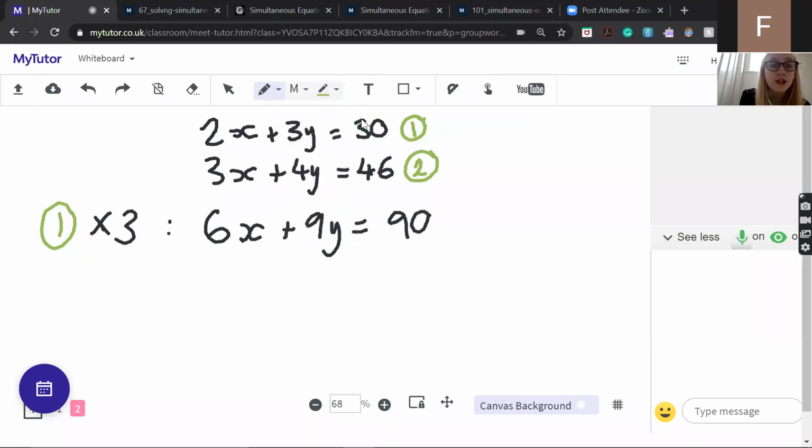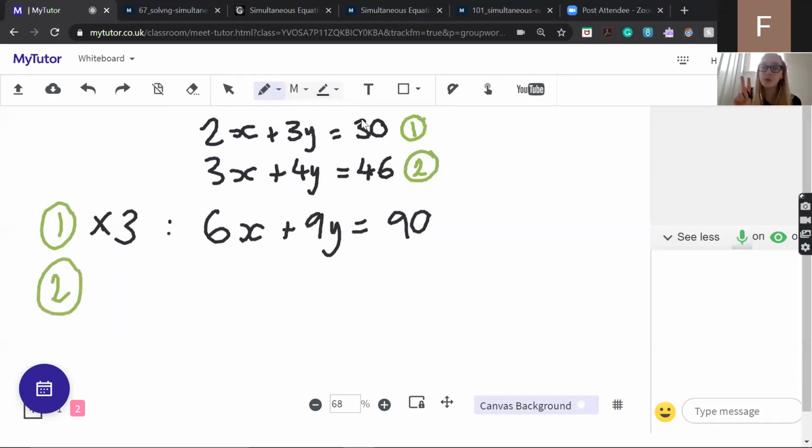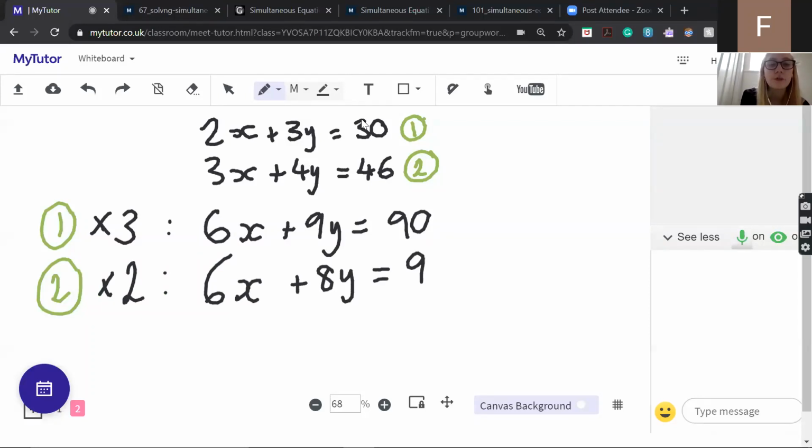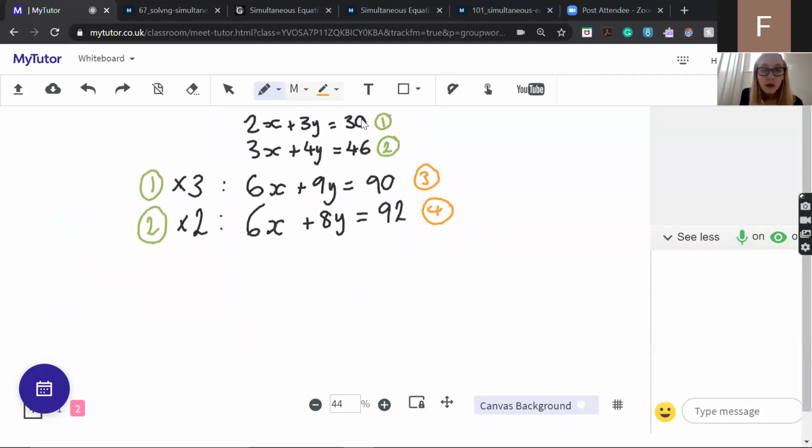And then for equation 2, well, we want that 3x to be a 6x, so we have to times it by 2. So we're going to times the whole of equation 2 by 2. And that's going to give us 6x plus 8y equals 92. And now we've got these two new equations which we've just formed, 3 and 4. And remember, these are perfectly valid equations because all we've done is multiply by a number. And now we've got 6x's in common. So we can do the first equation, so equation 3, subtract equation 4.